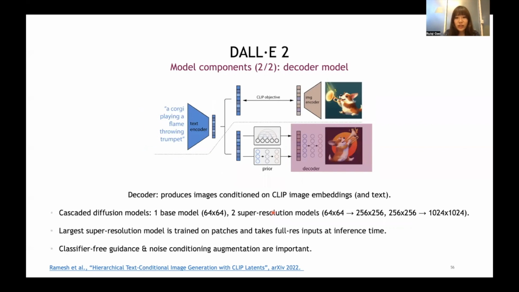And in terms of the decoder, it's again cascaded diffusion models, which contain one base model and two super resolution models. And to save compute and make the training more efficient, the largest super resolution model is trained on image patches of 1/4 size. But during inference, the model will take the full resolution inputs and directly do the inference at full resolution. And this paper also shows that classifier-free guidance and noise conditioning augmentation are super important to make the decoder work well.